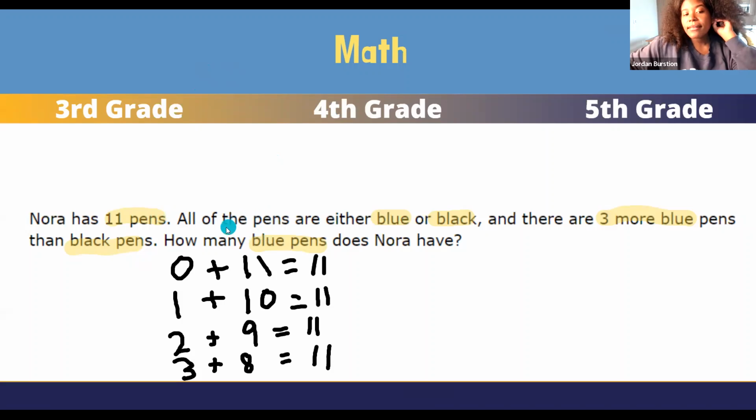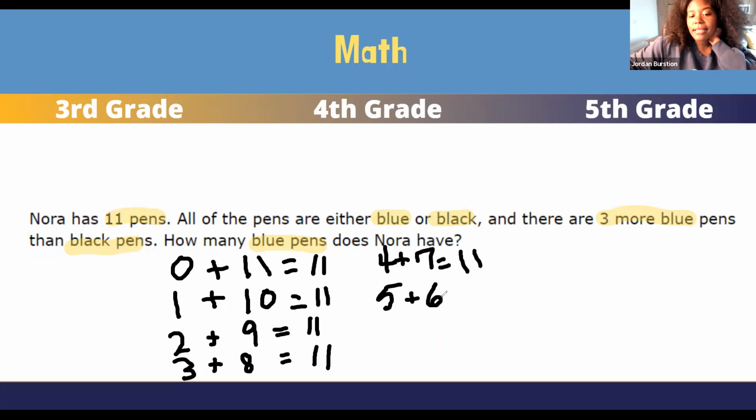But we're just working on this math riddle on the screen. And we're thinking of numbers that add up to 11. So I started, and I'm going to keep working. And if you think of an example, you can type it in the chat. Emery gave us his answer in the chat, and I'm going to keep working. We could do 4 plus 7 equals 11. We could do 5 plus 6 equals 11.